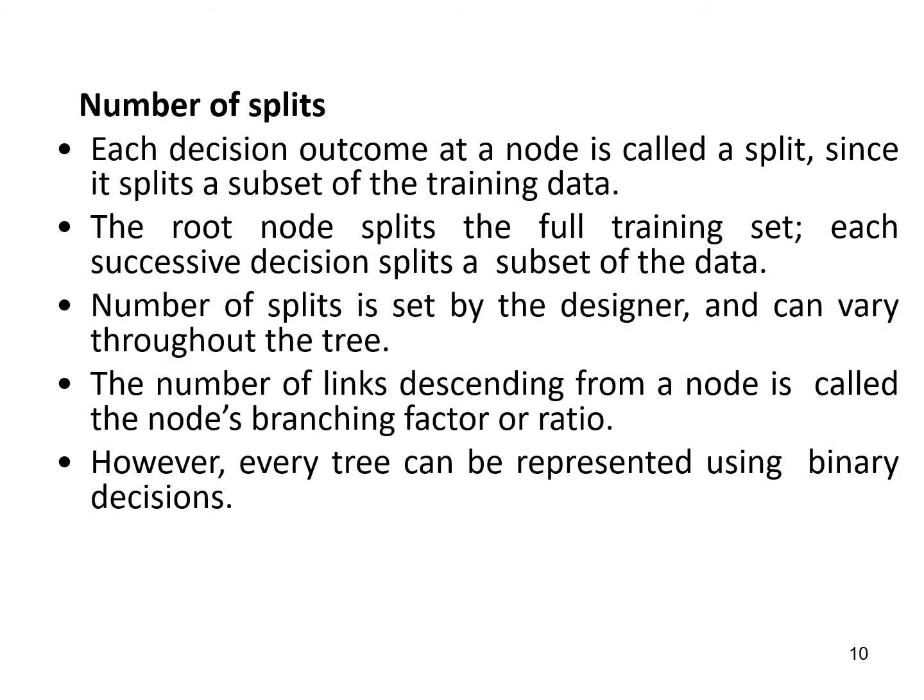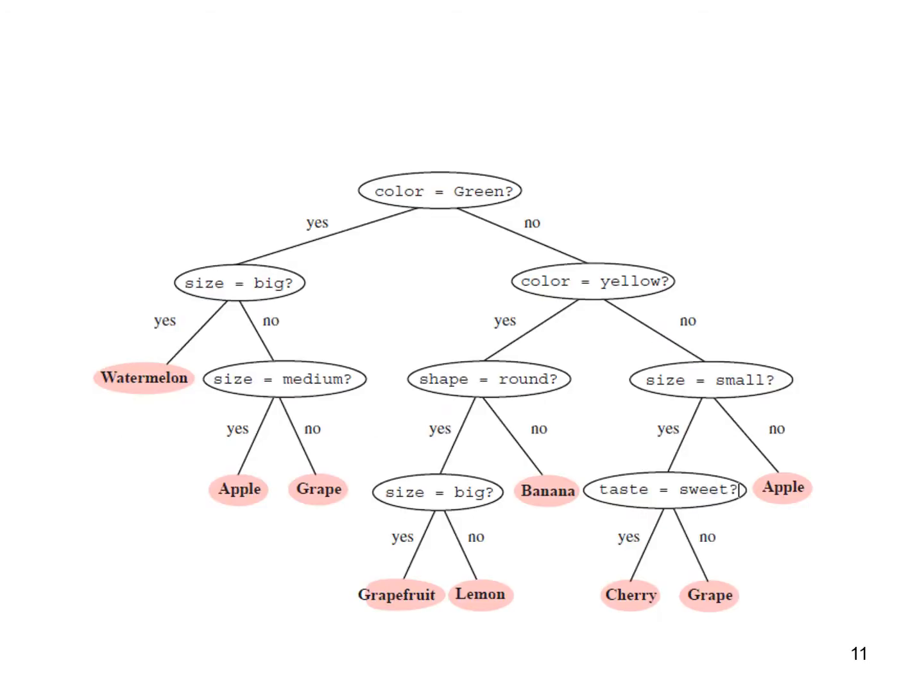Next, we'll see the number of splits. Every decision outcome at a node is called a split, since it splits a subset of the training data. The root node splits the full training set. Every successive decision splits a subset of the data. The number of splits is set by the designer and can vary throughout the tree. The number of links descending from a node is called the node's branching factor or ratio. However, every tree can be represented using binary decisions. A tree of binary decisions is shown.